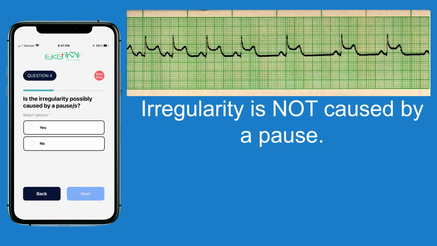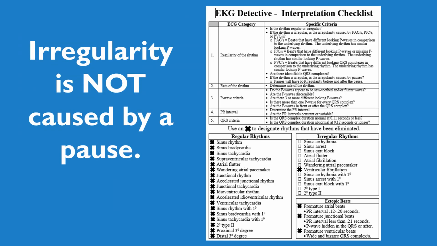Since we've determined that there is not a pause, we will go to our app, we will select no, and then we'll hit next to go to the next screen. Going back to our checklist, since there is not a pause, we can eliminate two rhythms, which are sinus arrest and exit block, because those rhythms are associated with pauses.